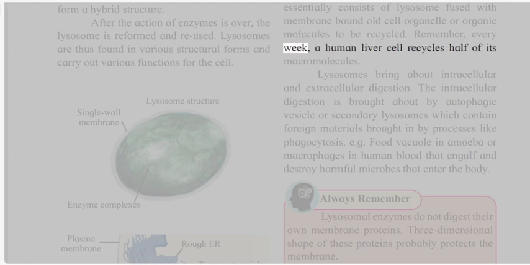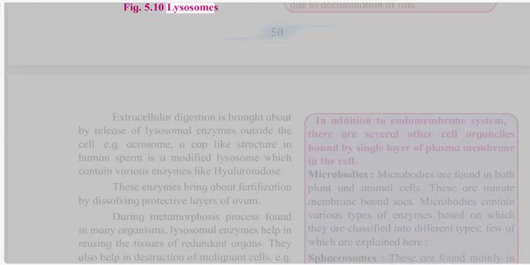Remember, every week, a human liver cell recycles half of its macromolecules. Lysosomes bring about intracellular and extracellular digestion. The intracellular digestion is brought about by autophagic vesicles or secondary lysosomes, which contain foreign materials brought in by processes like phagocytosis, e.g. food vacuole in amoeba or macrophages in human blood that engulf and destroy harmful microbes that enter the body.